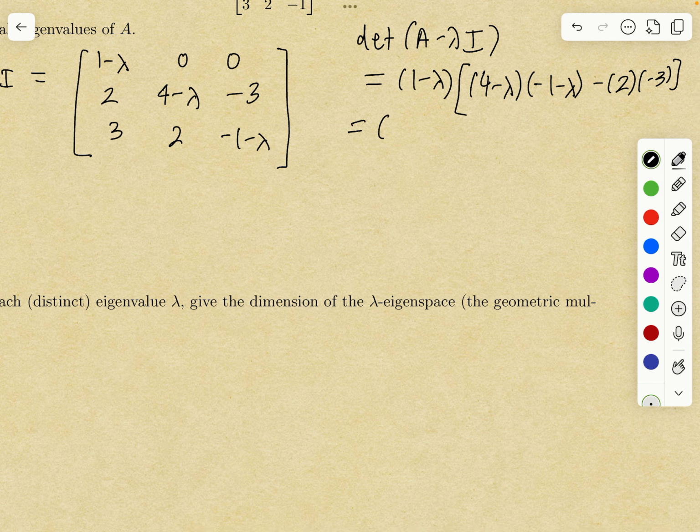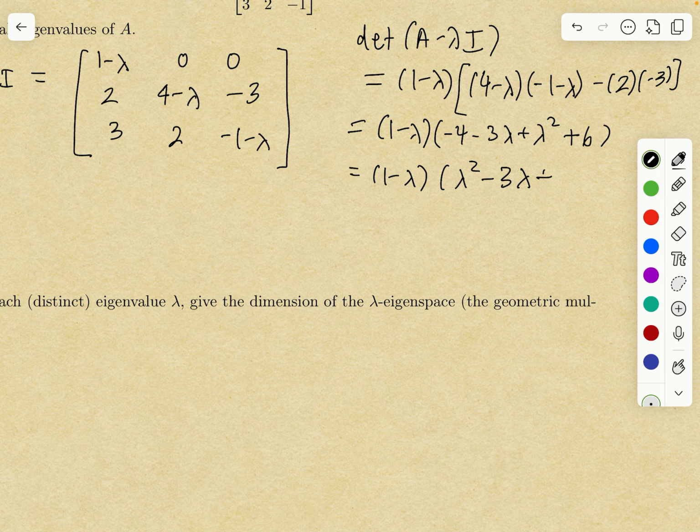So I'm going to get 1 minus lambda times -4 minus 4 lambda plus lambda is -3 lambda, and then plus lambda squared, and then plus 6. Is that right? Yeah, I think that's right. So it's 1 minus lambda times lambda squared minus 3 lambda plus 2.